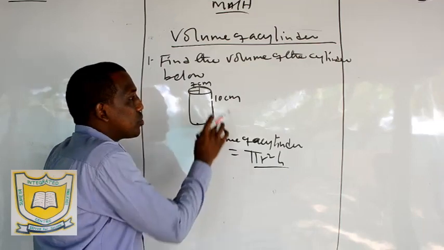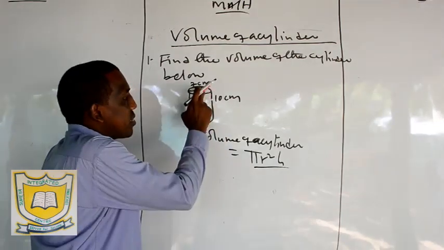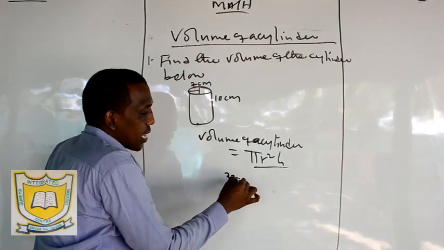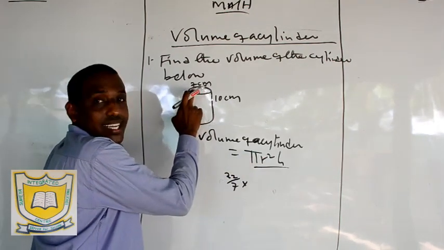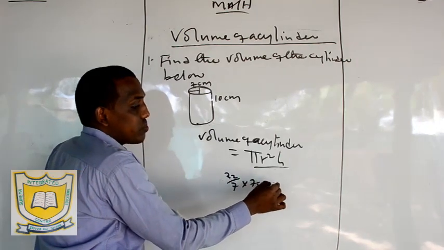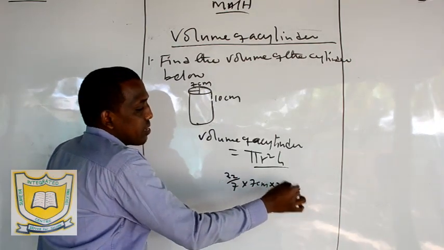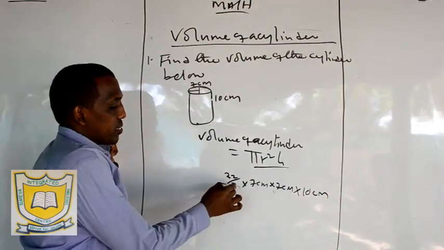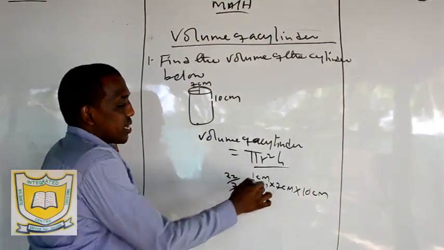For π, let us use 22 over 7 because here it's divisible by 7. So 22 over 7 times the radius. This line is the radius. So times 7 centimeters squared, times the height. The height is 10 centimeters. 7 divided by 7 is 1.